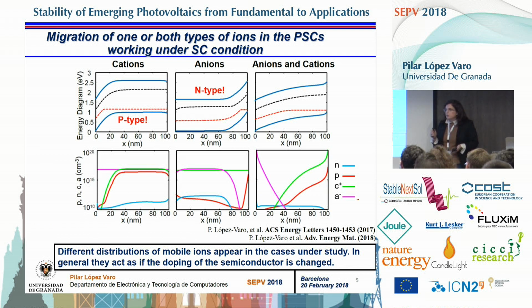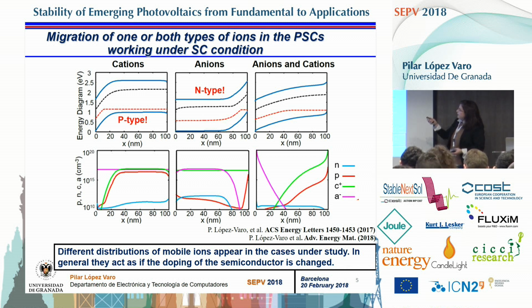Here I'm going to show you some of our results. First, here I show you the results that we obtained when we simulate the migration of one or both types of ions in the perovskite solar cells, because this is an open question: what type of ions move in the perovskite semiconductor? And here we observe that the result is completely different when we consider that the cations move and the anions are constant and don't move in the perovskite semiconductor.